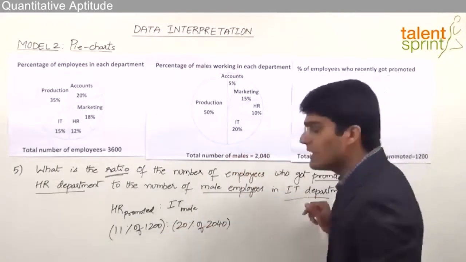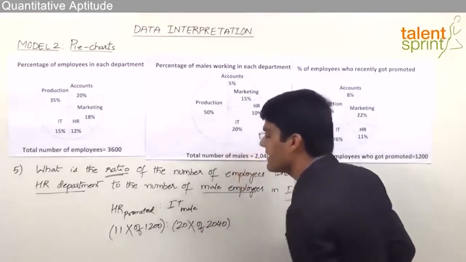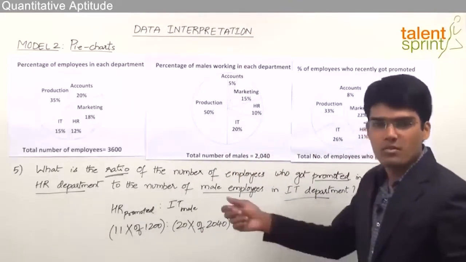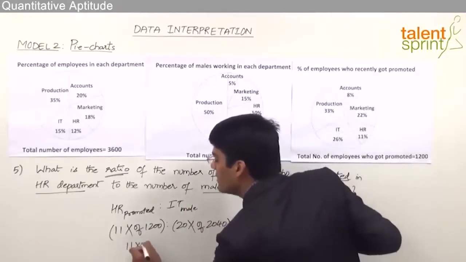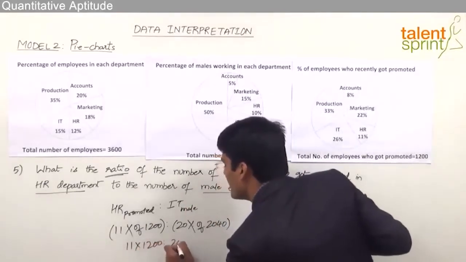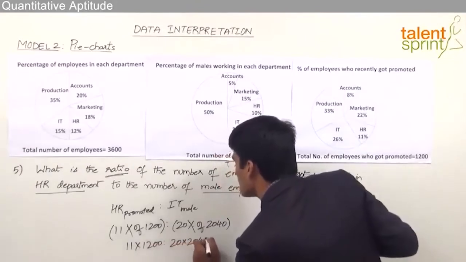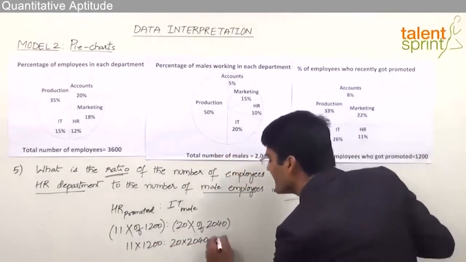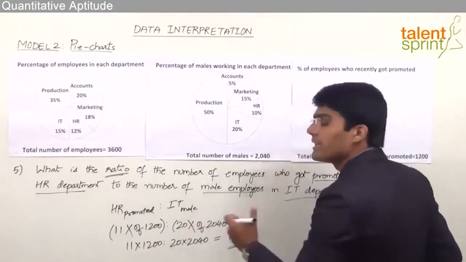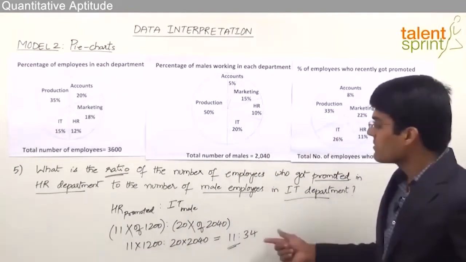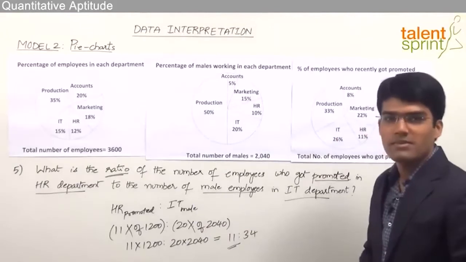Anyway, the percentage calculation here can be avoided because this is a ratio, nothing but a comparison. So whatever is common can be cancelled out. So we can say that the answer here will be 11 into 1200 is to 20 into 2040. When we simplify this, we get the answer as 11 is to 34. It's all about doing the calculation as quickly as possible. So the answer for this question is 11 is to 34.